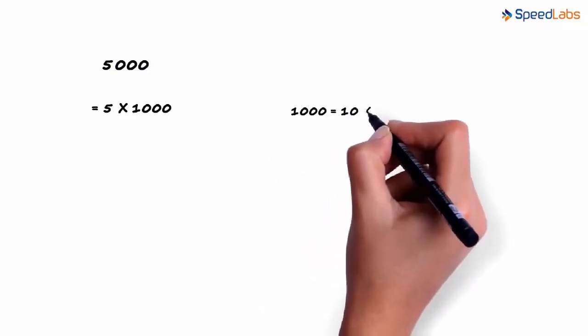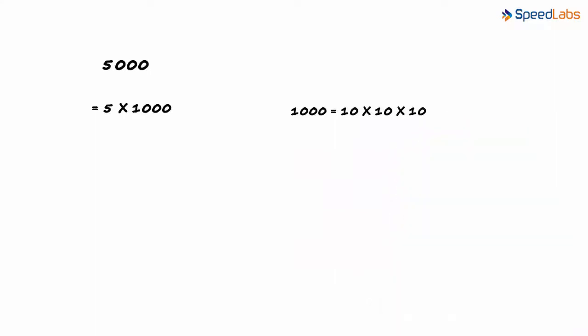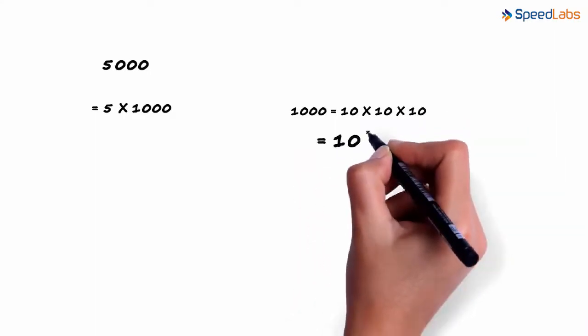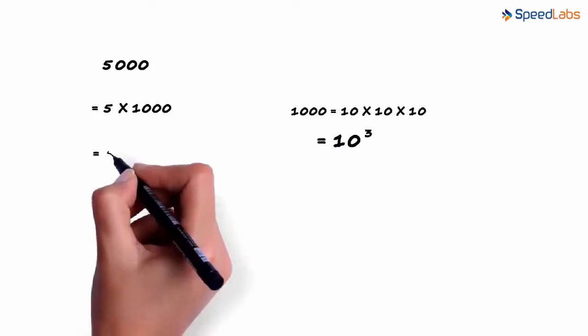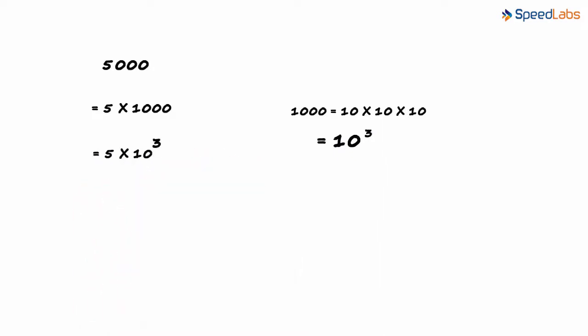1000 can be written as 10 multiplied by 10 multiplied by 10. This equals 10 raised to 3. So we can write 5,000 as 5 multiplied by 10 raised to 3. This is just a different way to write 5,000. Some of you might think that 5,000 looks far better than 5 multiplied by 10 raised to 3. In this case, yes, there was no need to write 5,000 this way. In the next example, you will understand the real need for such notation.